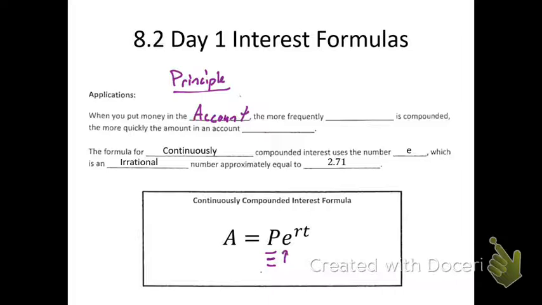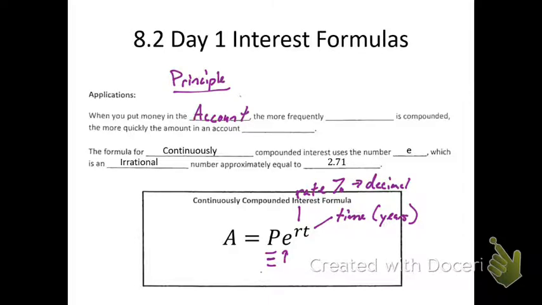Now, e is its own number, all right? And hopefully you already watched that video on e. R stands for the rate, and t represents time in years. Now, the other thing with rate is that it's going to be in a percent, so you need to put that into a decimal.